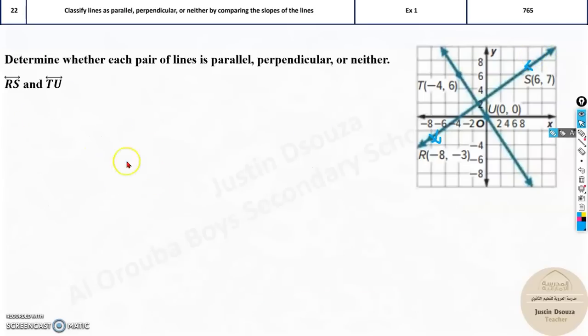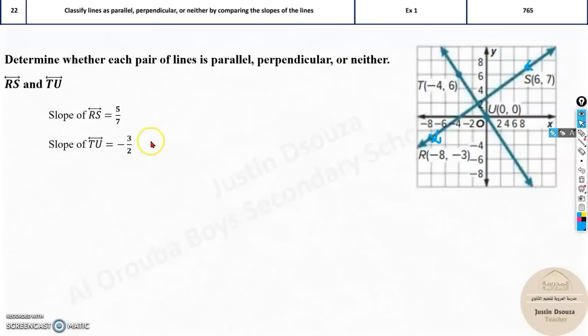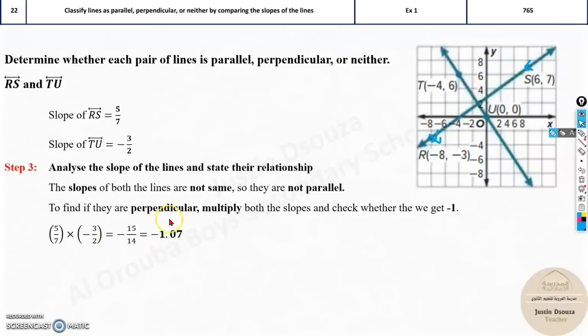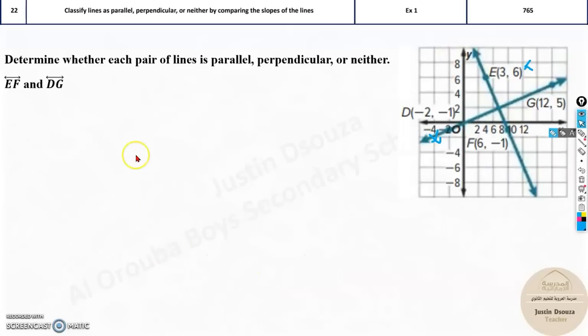So you need to find the slope over here. If they're not the same, then you must check for perpendicular: multiply the slopes. If they're -1, it's perpendicular. But in this case, it's neither. That's the answer. Let's do one more last problem over here.